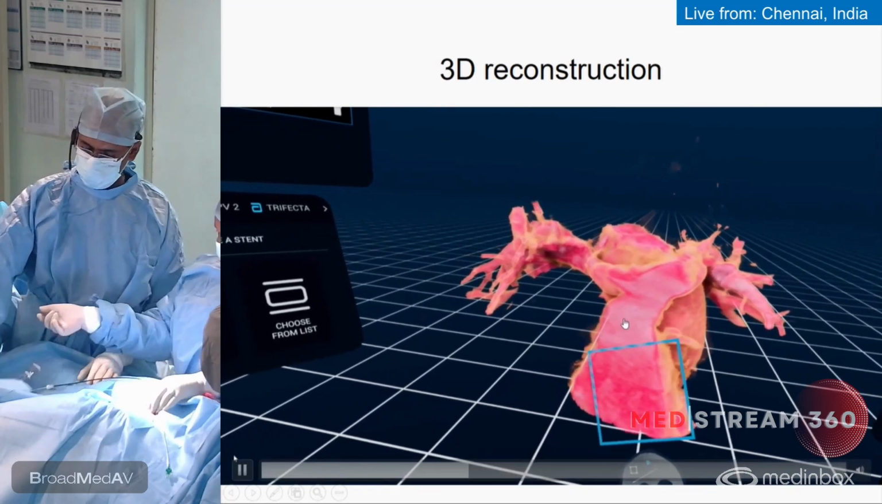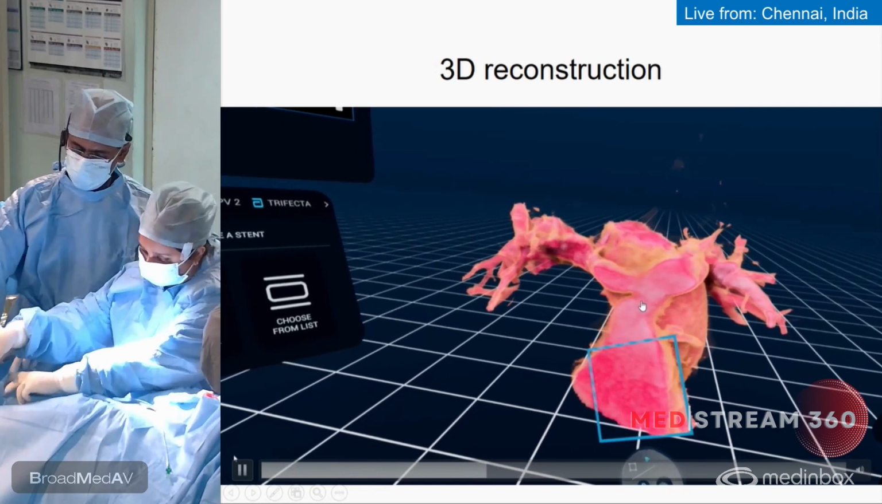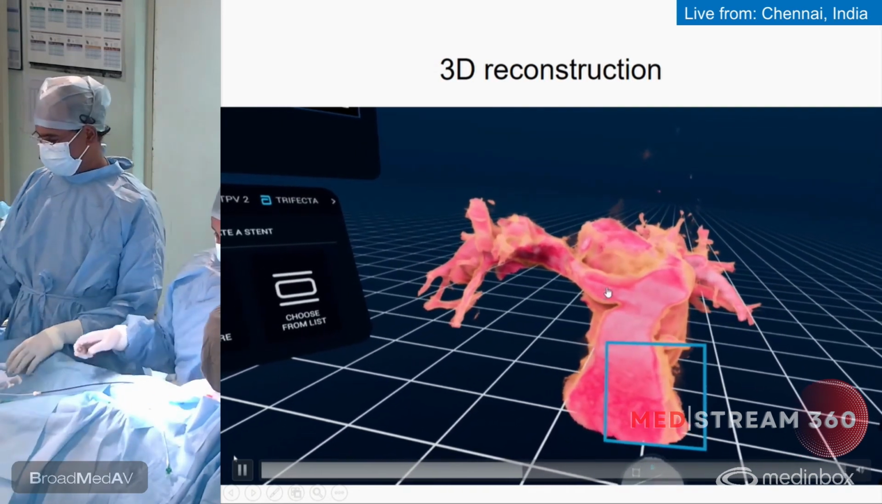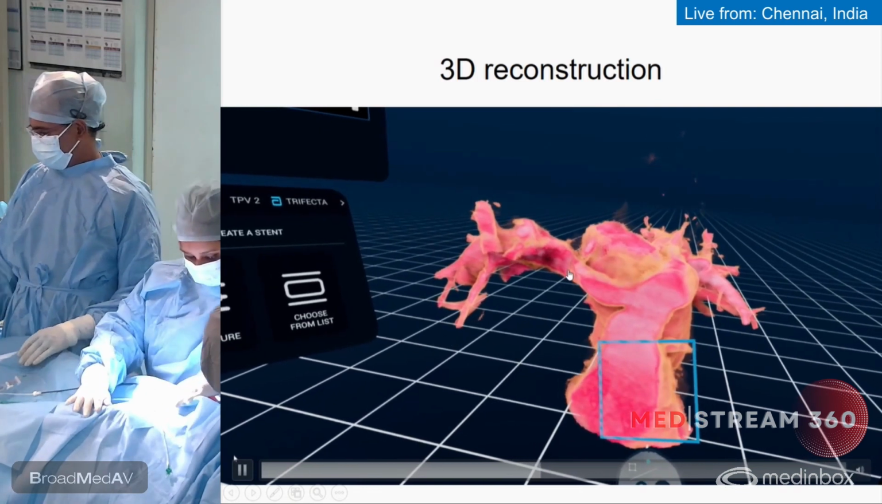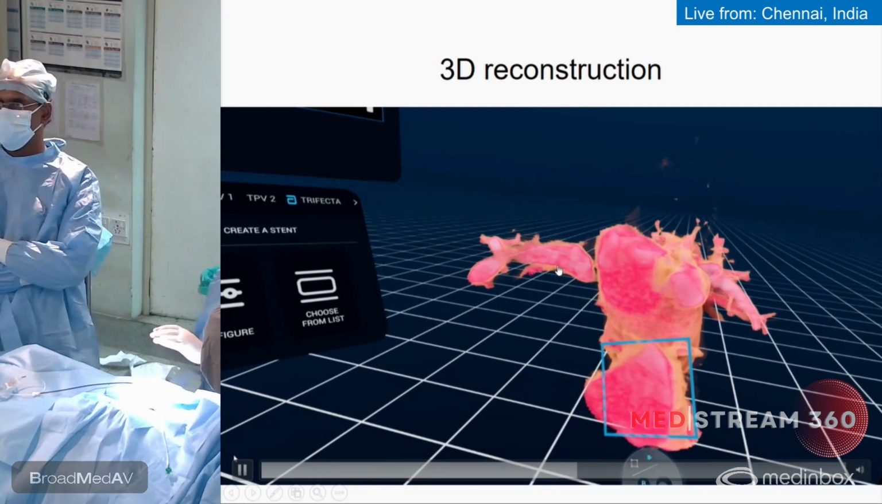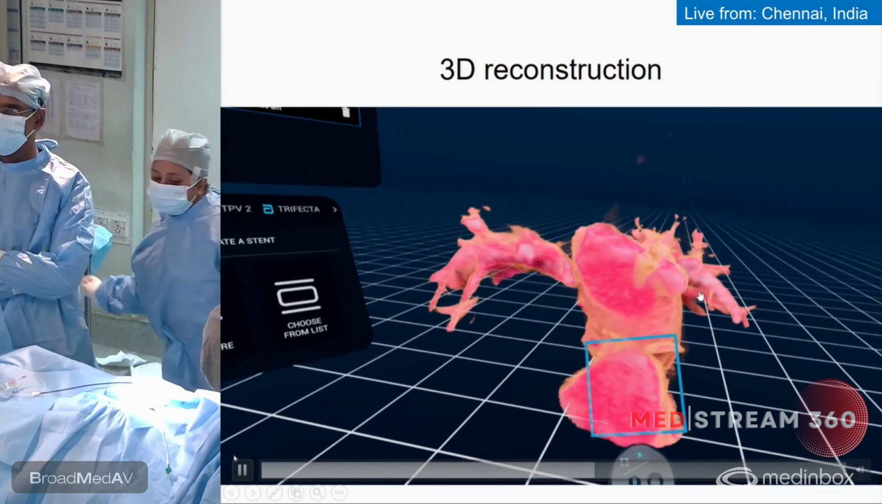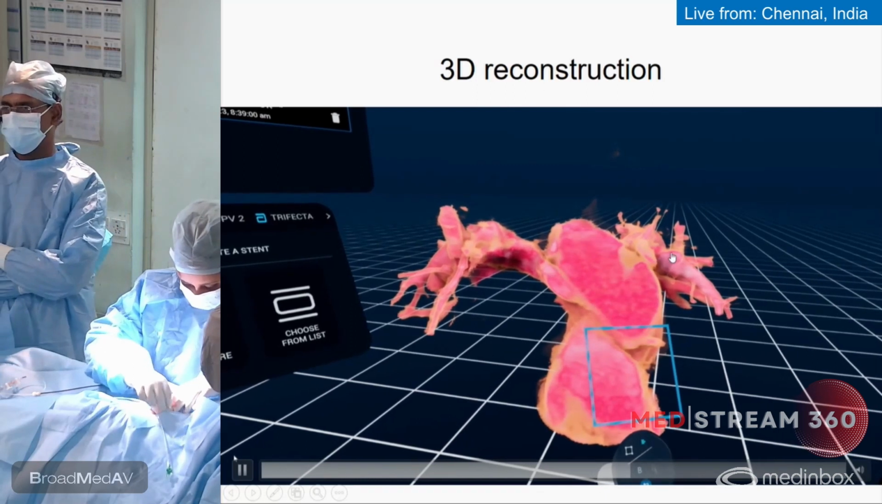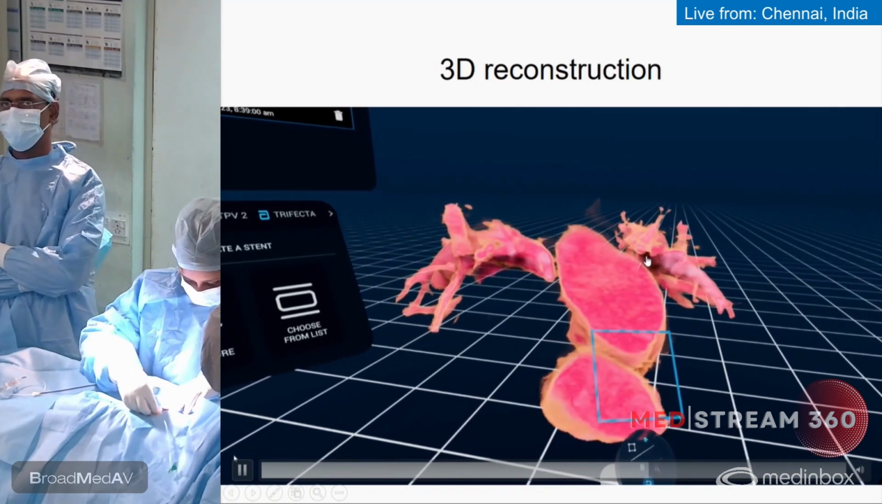When we slice it, we can see here that the MPA bifurcation is fine, but as the RPA origin begins, there is narrowing that begins from the RPA slowly, and the RPA is significantly narrowed here. However, the RPA hilum is good in size. Again, the LPA is narrowed along its whole length, and this is the hilum.